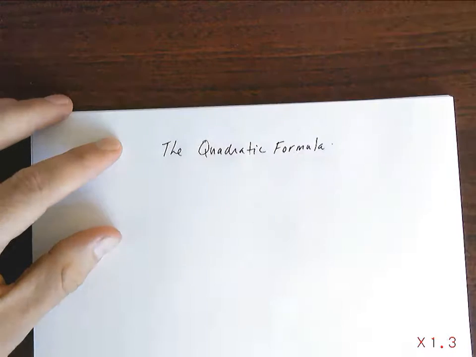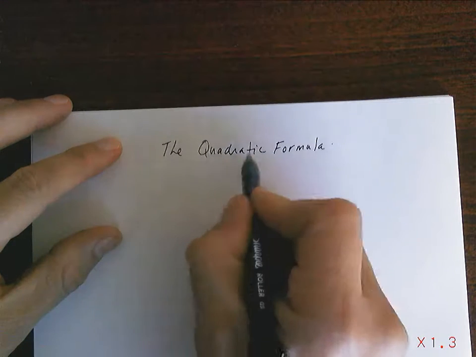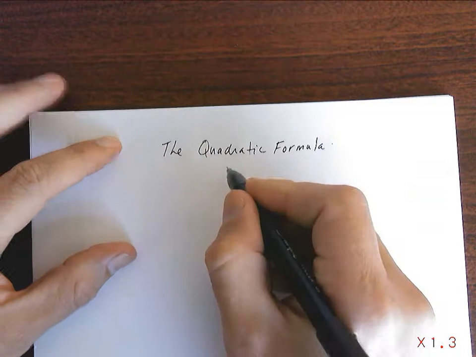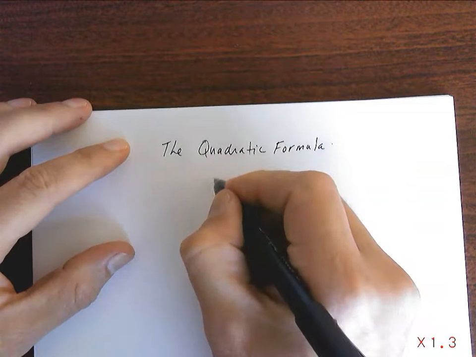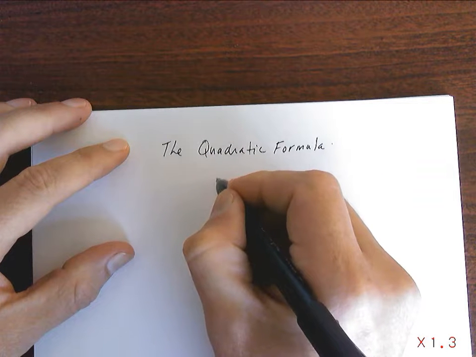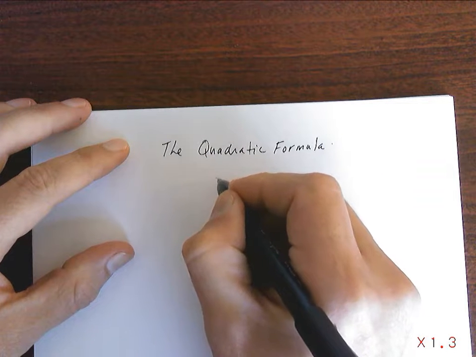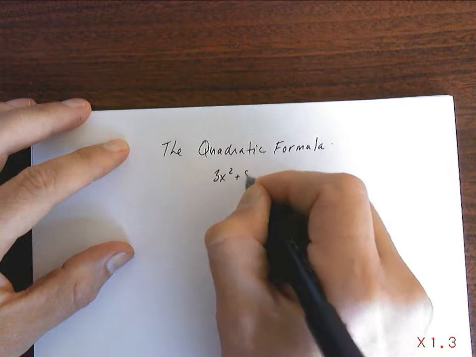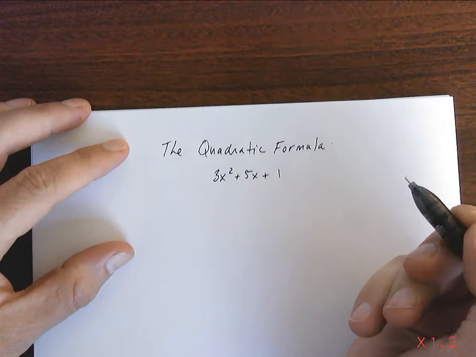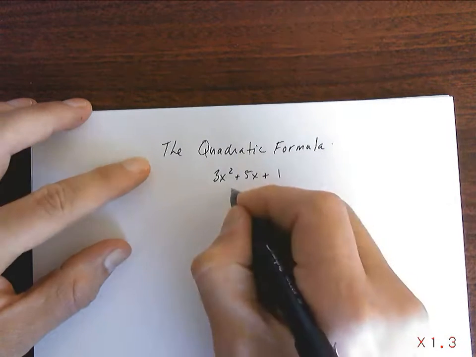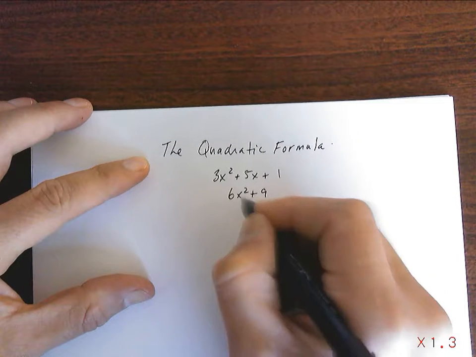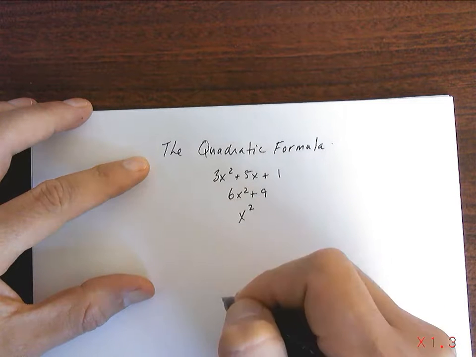Now, the quadratic formula is a formula for quadratics. Now, what's a quadratic? A quadratic is any expression that's going to have a degree of 2 as its highest power. So this is a quadratic. It's also what we call a trinomial. This is a quadratic. It's a binomial. This is a quadratic.